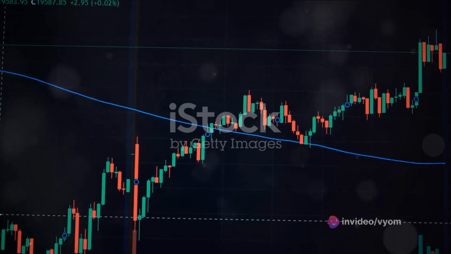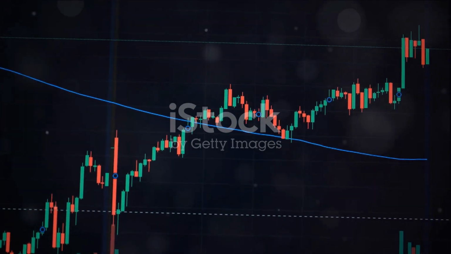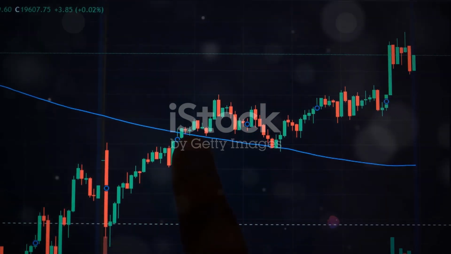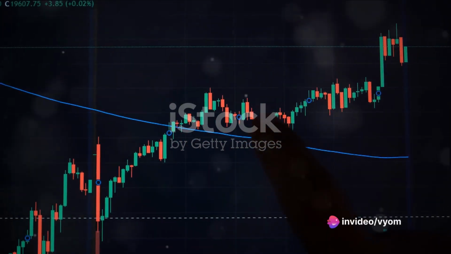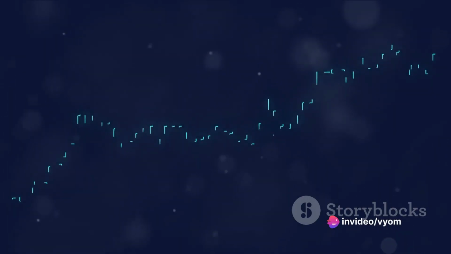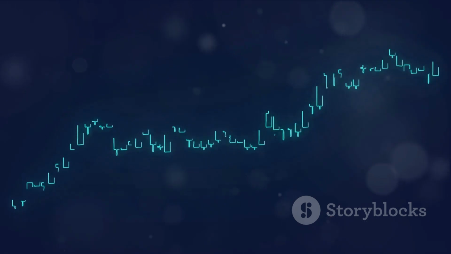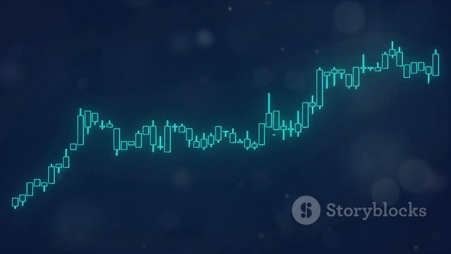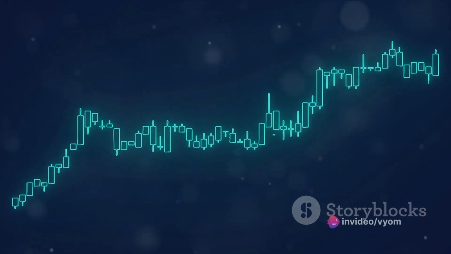When the CCI line moves above positive 100, it means the price is above its average price, indicating a strong upward trend. This is usually considered a signal to buy. On the other hand, when the CCI line drops below negative 100, it means the price is below its average price, indicating a strong downward trend. This is generally a sign to sell.